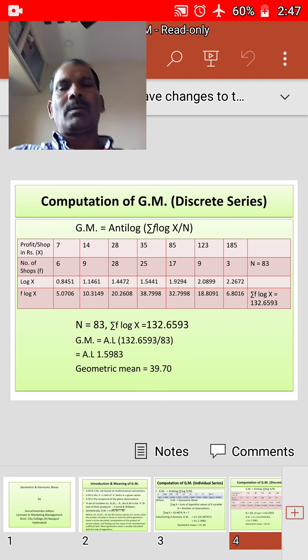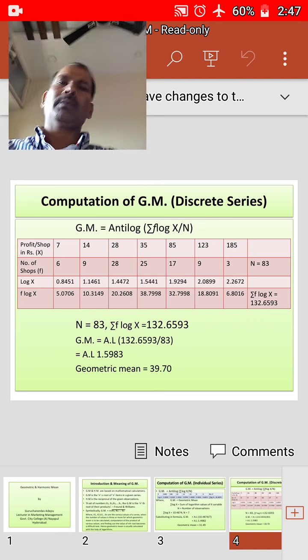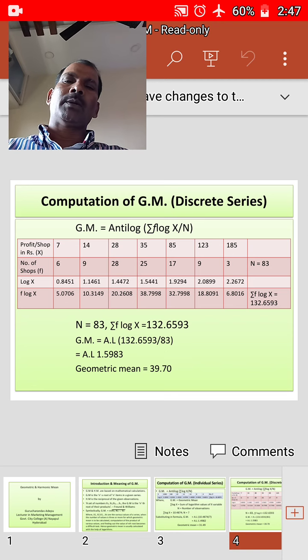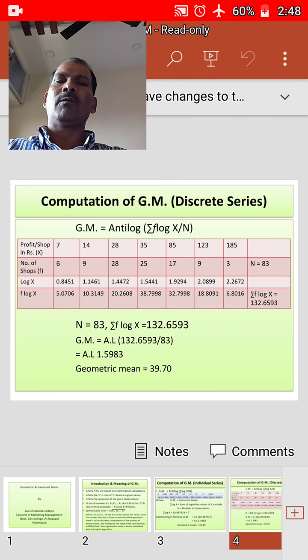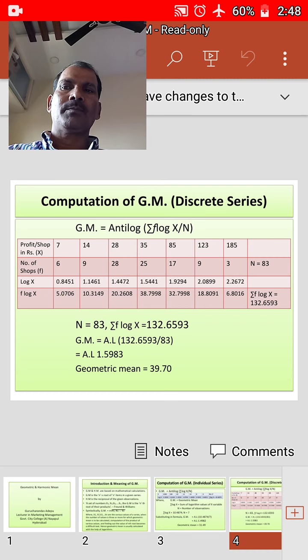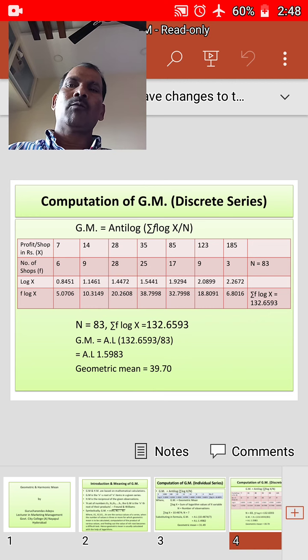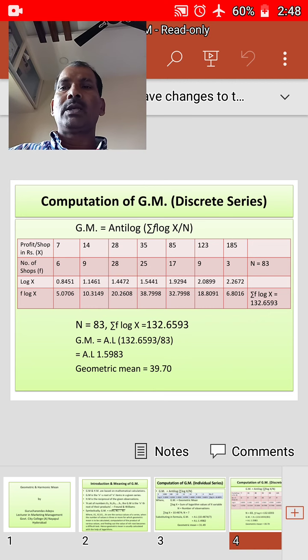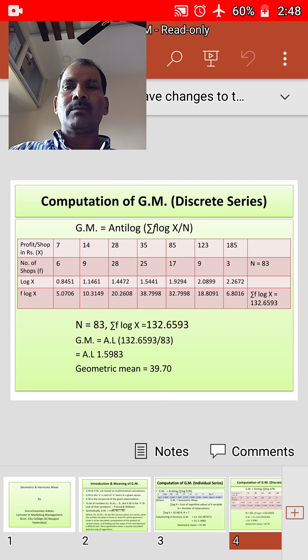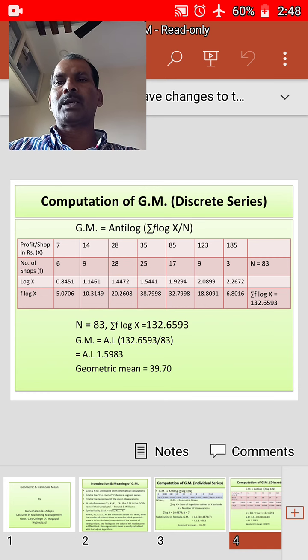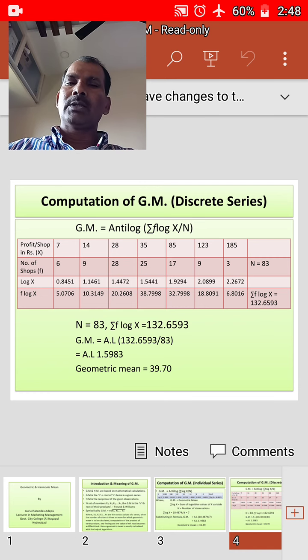If you see the PPT, you will find that GM, geometric mean, is equal to antilog of sigma f log x by n, where GM is geometric mean and sigma f log x is the sum of the products of the logarithm values of x variable and their respective frequencies. Then n is the total number of observations, also called sigma f, the sum of the frequencies.